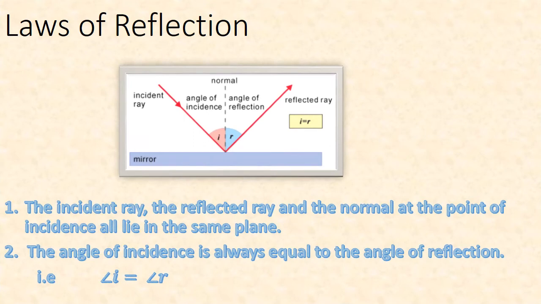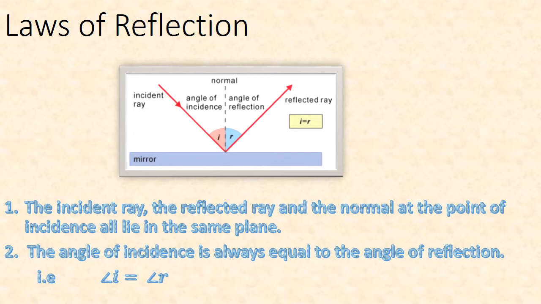Laws of reflection. The reflection of light from a plane surface like that of a plane mirror, or a spherical surface like that of spherical mirrors like concave mirrors or convex mirrors, takes place according to two laws which are known as the laws of reflection of light. Children, these laws you have studied in your 8th standard.